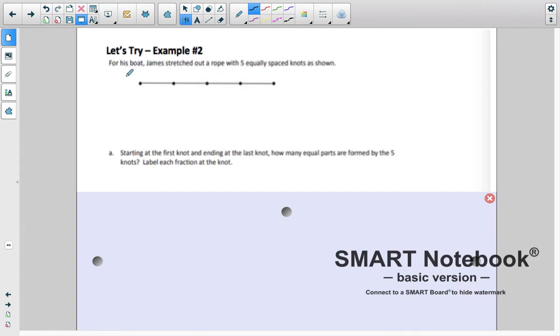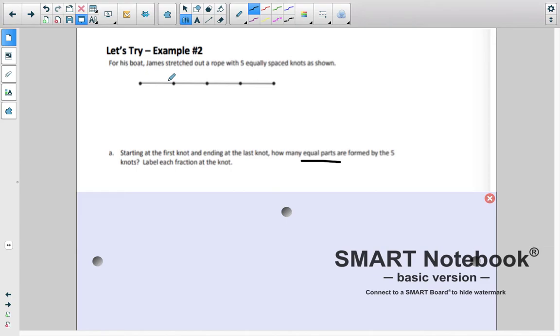All right, now we're going to try an example. So it says, for his boat, James stretched out a rope with 5 equally spaced knots. So 1, 2, 3, 4, 5. Part A says, starting at the 1st knot and ending at the last knot, how many equal parts are formed by the 5 knots? Label each fraction at the knot. So we're going to do the first part. It wants us to know how many equal parts are formed.